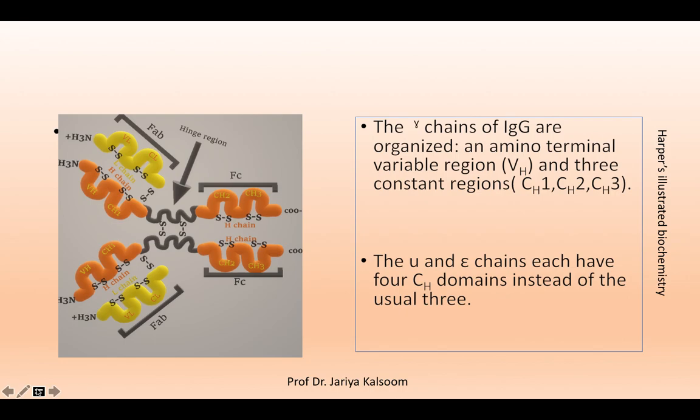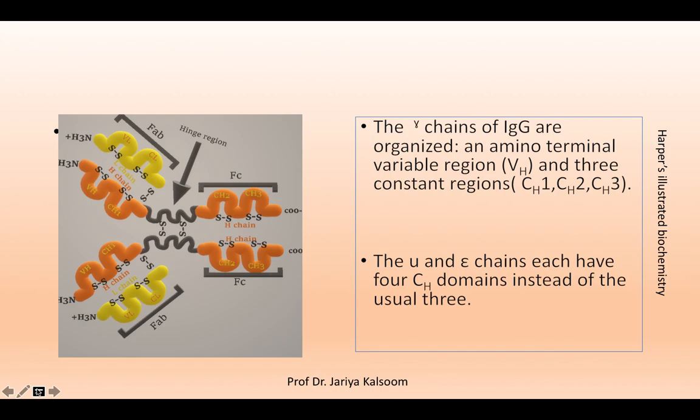The type of H chain determines the class and the effector function of the immunoglobulins. Alpha chain is for IgA, delta chain for IgD, epsilon chain for IgE, gamma chain for IgG, and mu chain for IgM. The 5 types of H chains are distinguished by differences in their CH regions or their constant region.